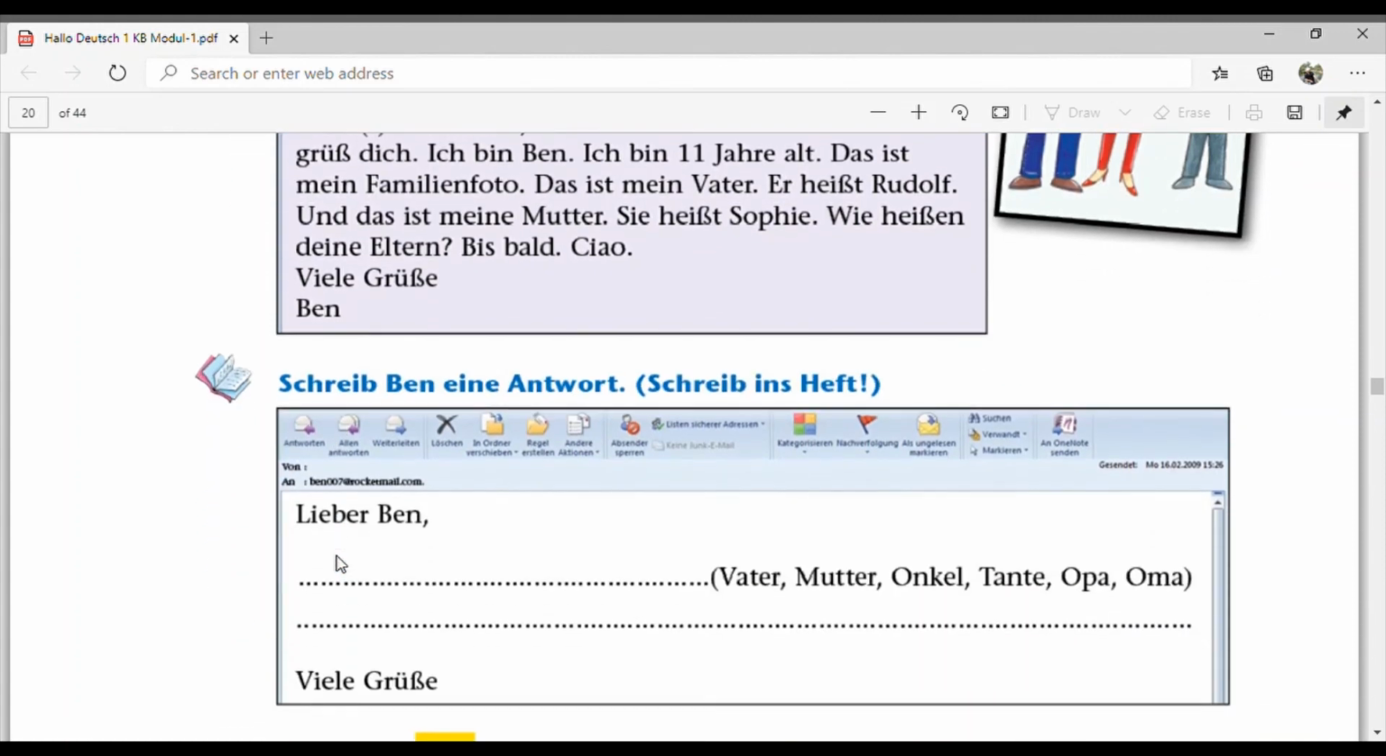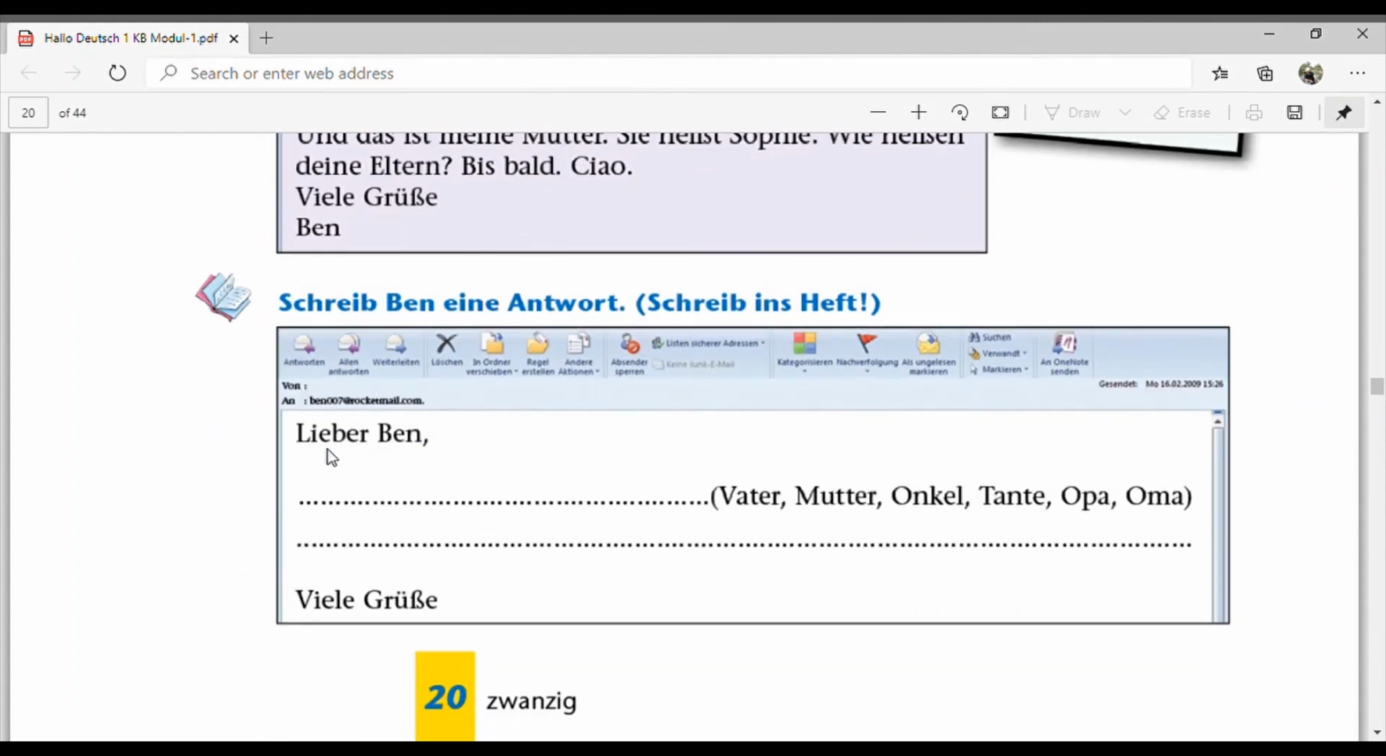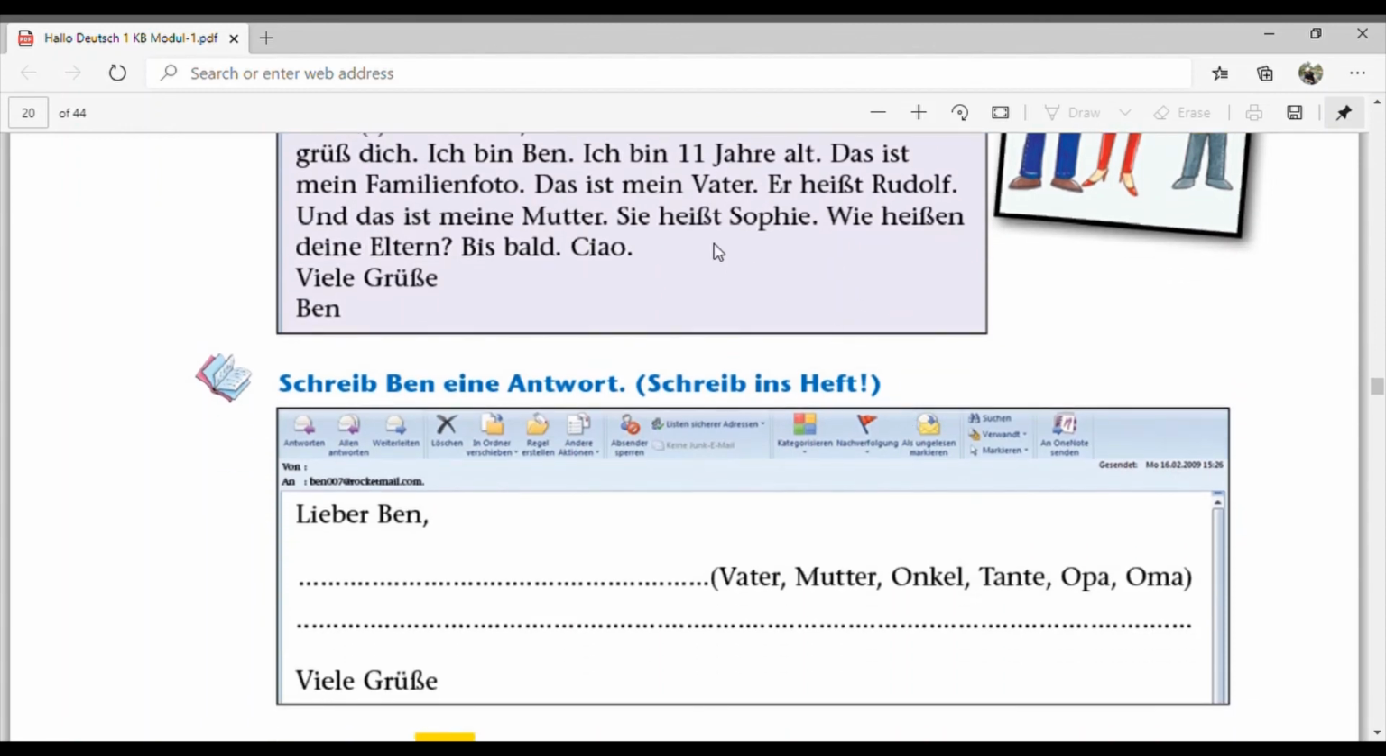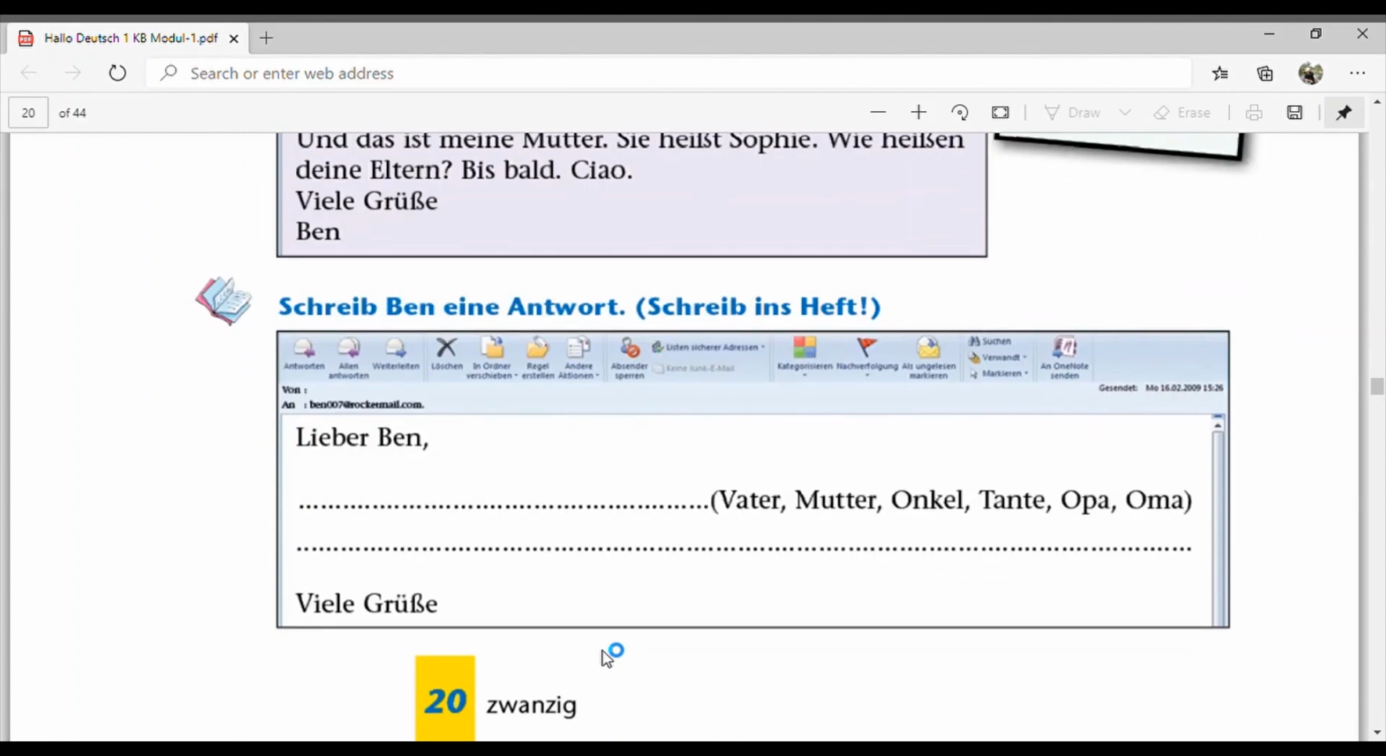Then for schreiben, so how you have to write? Then you can start lieber Ben because Ben is a boy, so lieber. Then you can introduce your father, mother, uncle, tante, opa, oma, and then you have to ask a question. So here he has not introduced his grandfather, and you have introduced your grandfather. Then you can ask, okay, wie heißen deine Großeltern? Okay, so this question should be asked in this one.